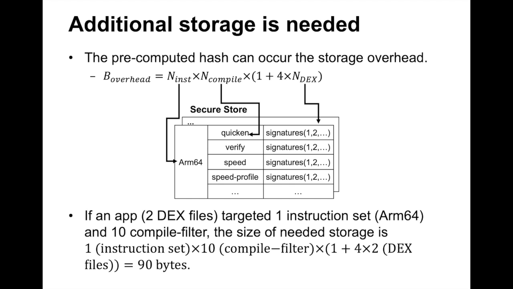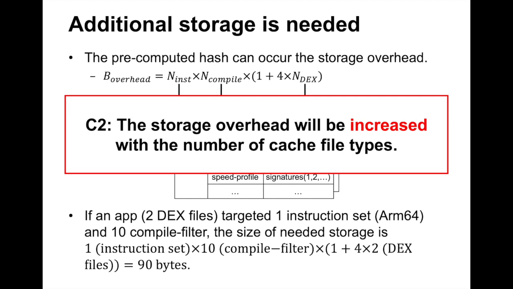If an app having 2 DEX files wants to be installed in an ARM64 device, and the device only provides 10 compile filters, the size of needed storage is at least 90 bytes. With this method, the integrity of the app cache file can be checked.